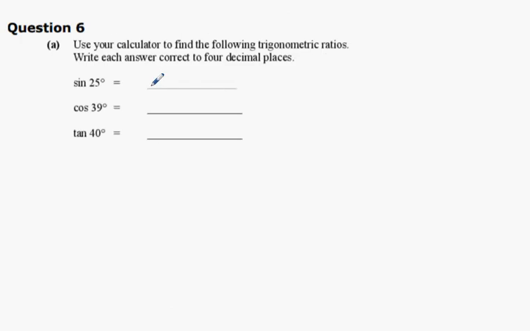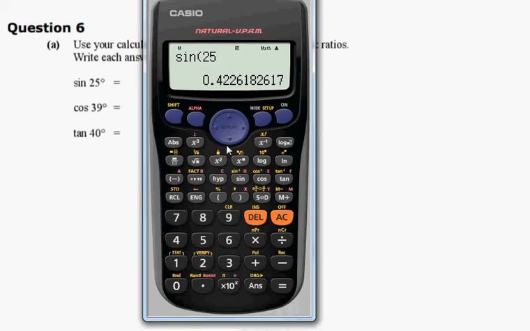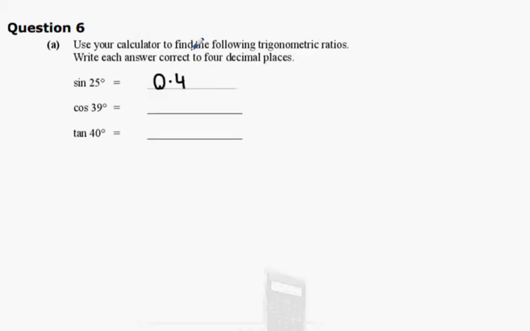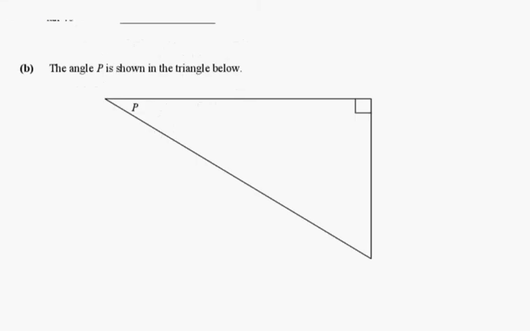Is that the next question? What's sine 25? 0.4226, yeah. After that, Ben, and louder. Yeah. And tan 40. 0.8391. Everybody get them? Okay.